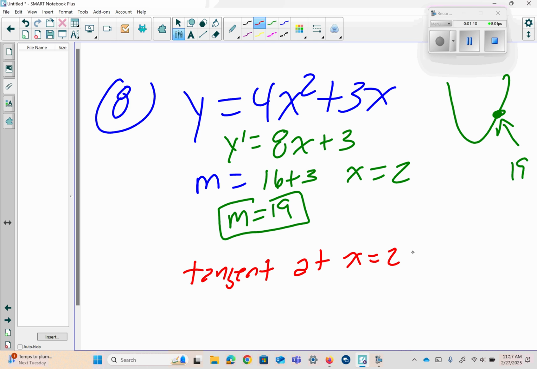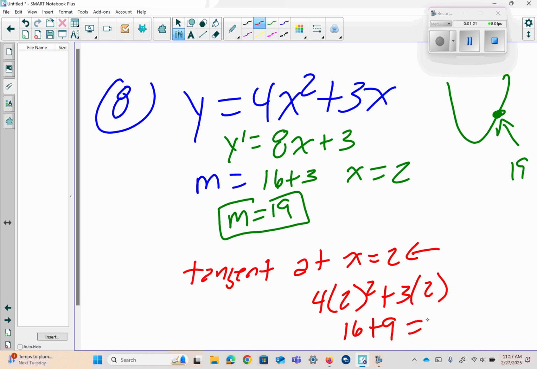So what I want to do with this, I'm going to plug this back into the original equation. So I get 4 times 2 squared plus 3 times 2. So that's 16 plus 9, which is 25. So that means the point 2 comma 25 exists on my original graph.